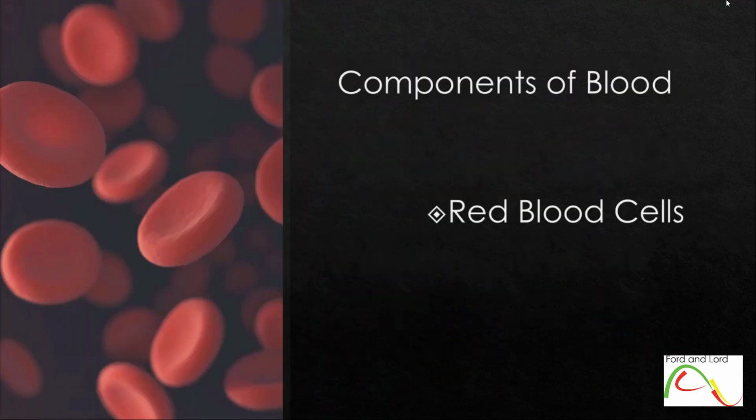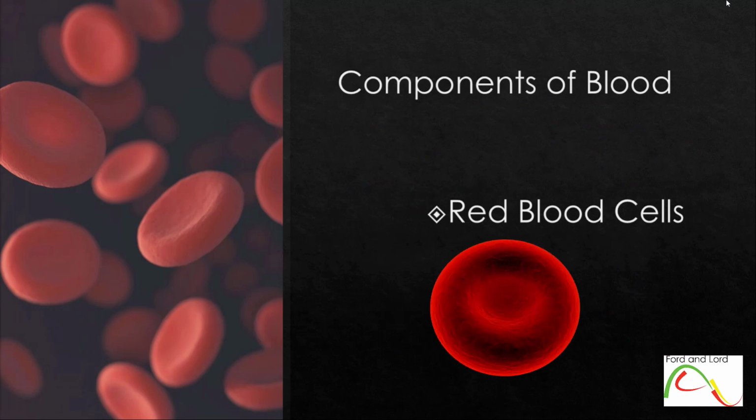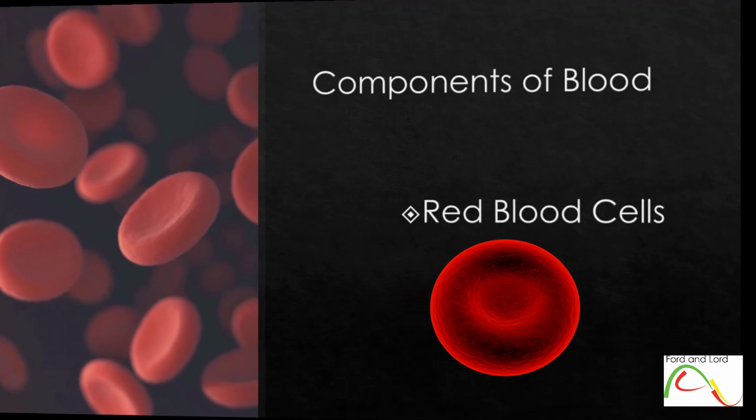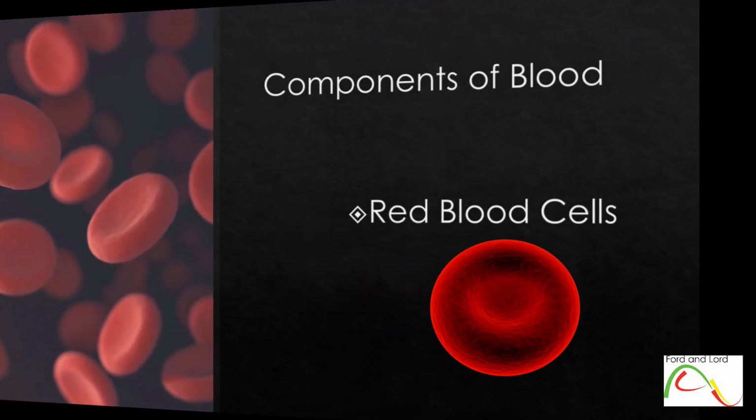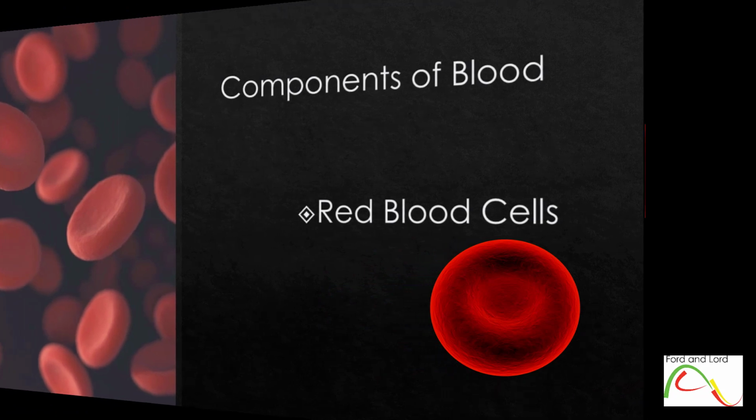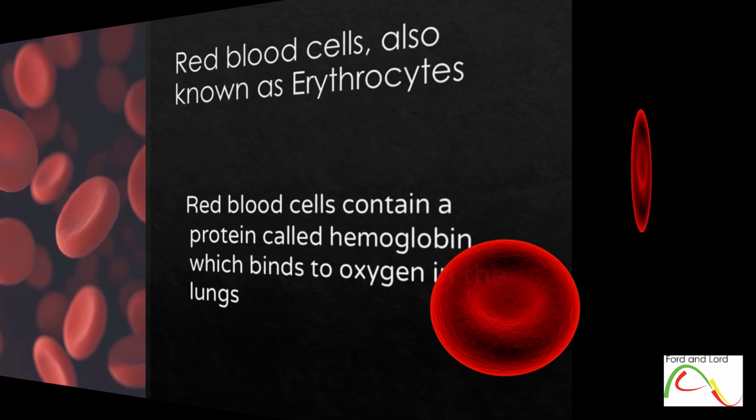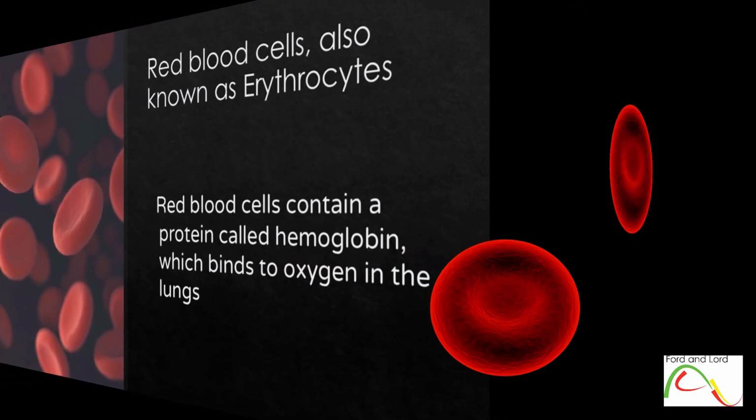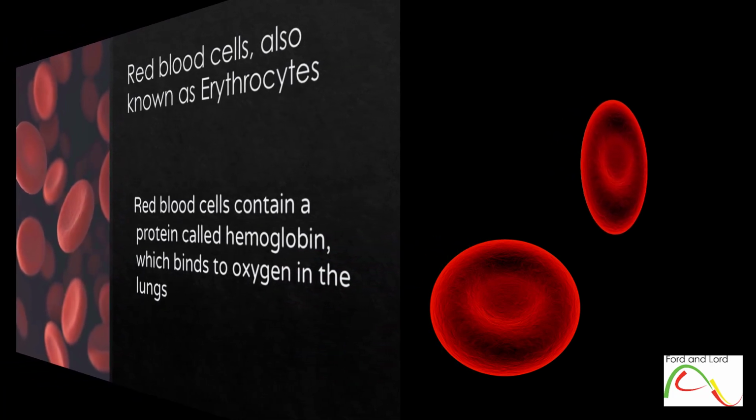Components of blood. Red blood cells. Red blood cells, or erythrocytes, are the most abundant cells in the blood, and they are responsible for carrying oxygen from the lungs to different parts of the body. These cells are shaped like biconcave discs, which gives them a large surface area for efficient gas exchange.